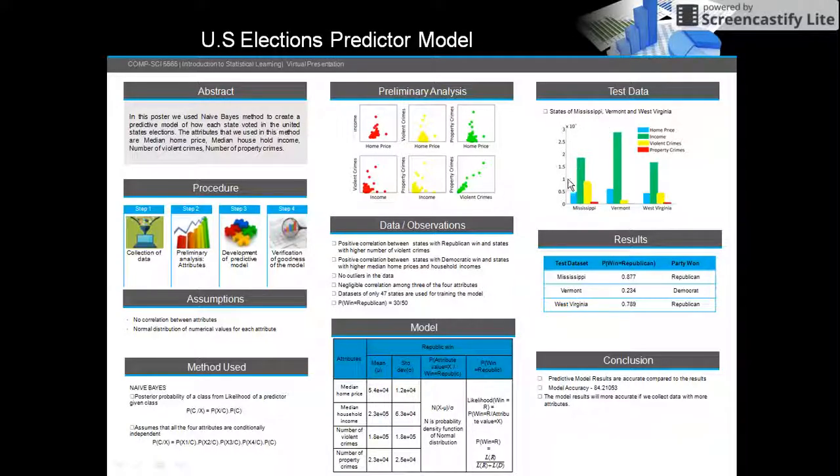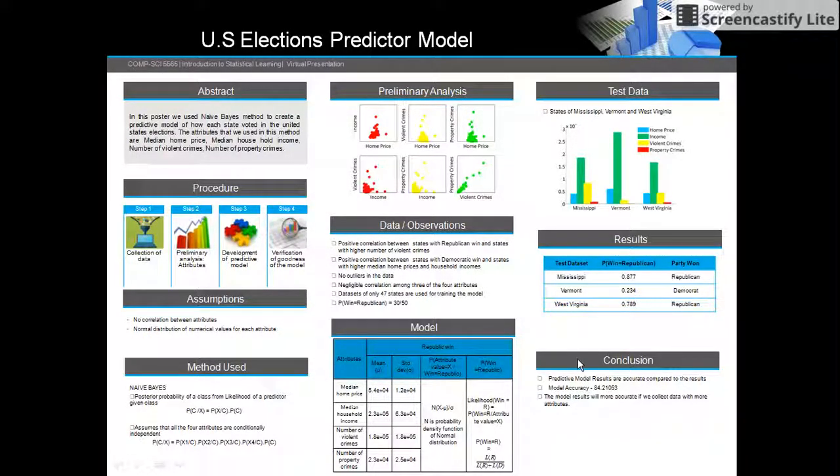Coming to validation, in order to check the goodness of the predictive model, datasets of Mississippi, Vermont, and West Virginia are taken as test data. From the plots, it can be observed that the number of violent crimes in Mississippi is higher than in Vermont. Hence, we can easily predict a Republican win in Mississippi and a Democratic win in Vermont. Same as the actual results. Hence, we can say that our results are accurate.